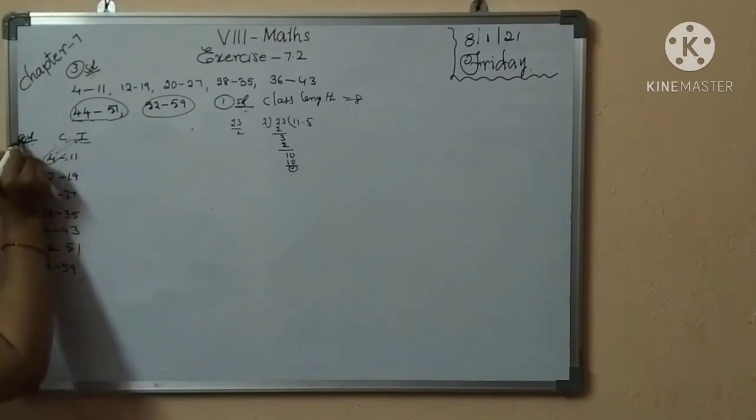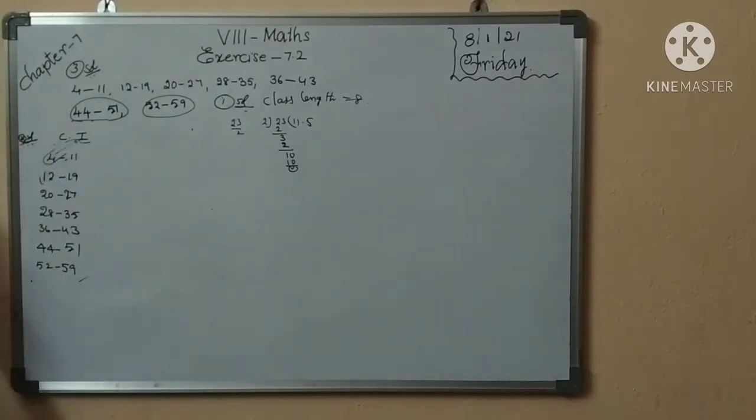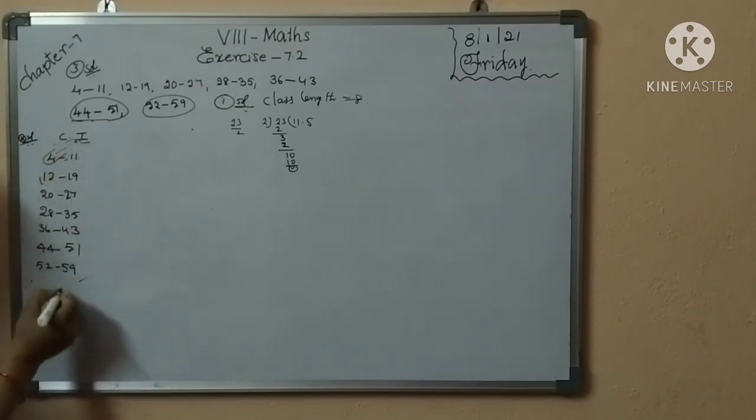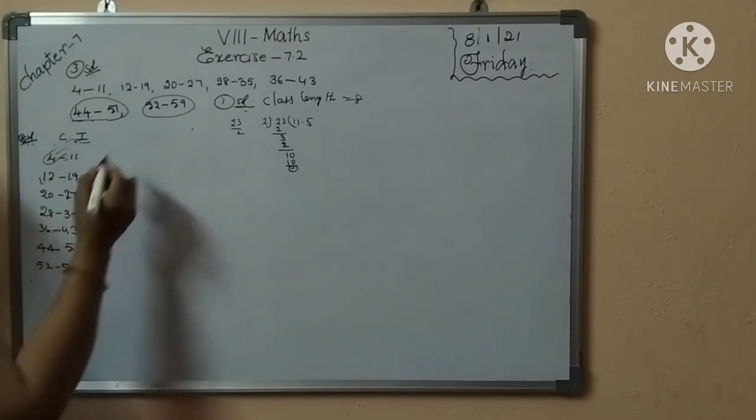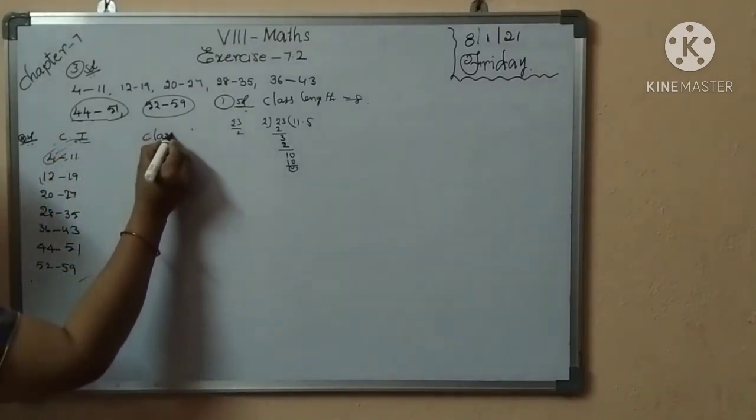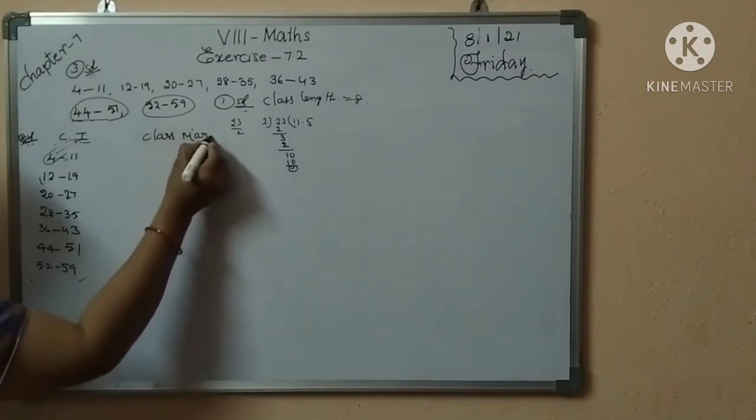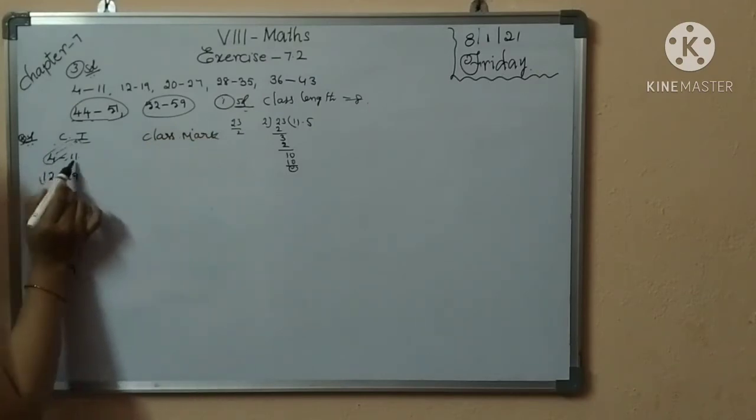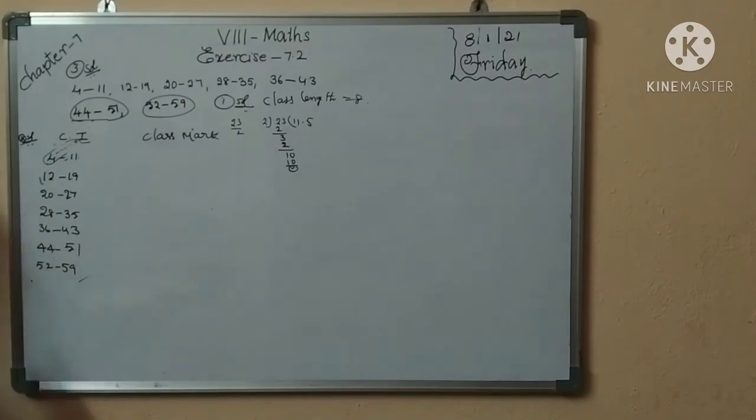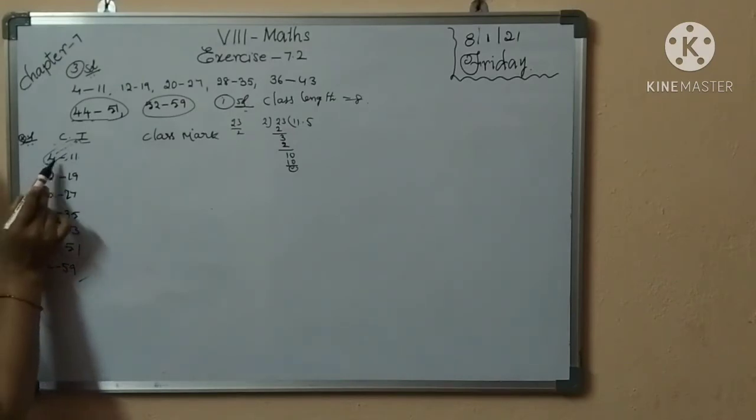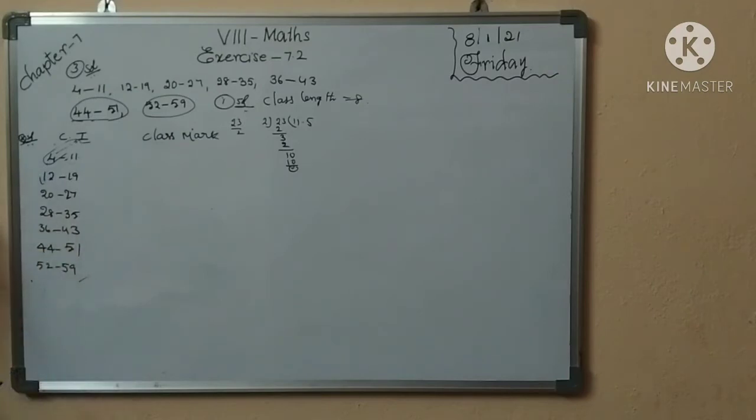Okay. So it is the third solution. Look at the board, all of you. Here class intervals are there. Next, class mark. Class mark means the average of the class. It means the sum of lower limit plus upper limit by 2. Class mark is lower limit plus upper limit by 2.